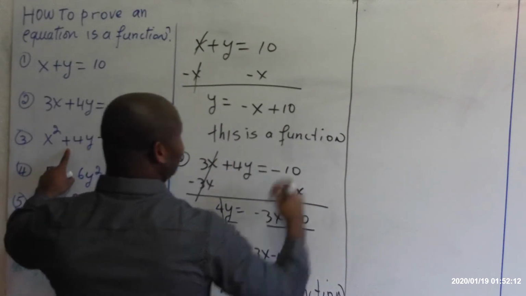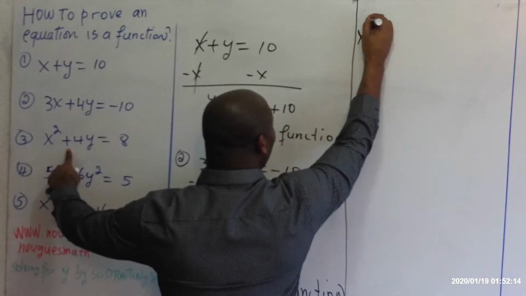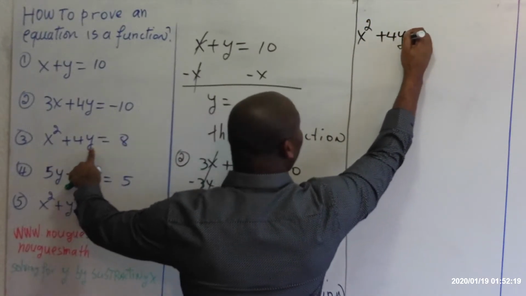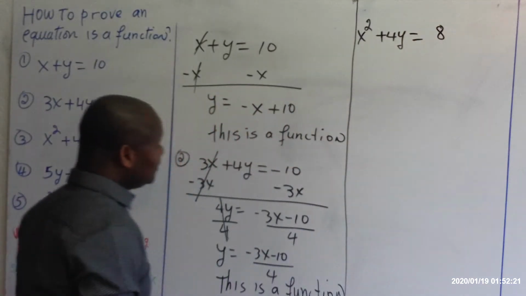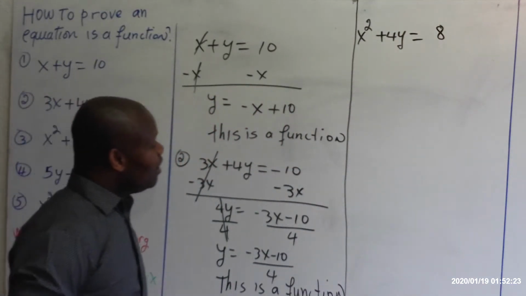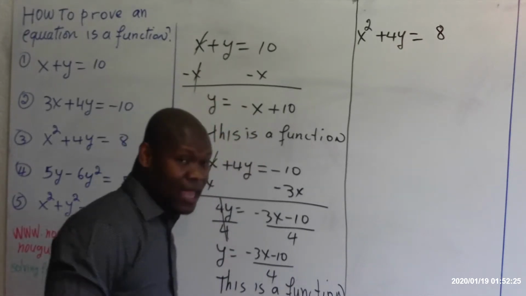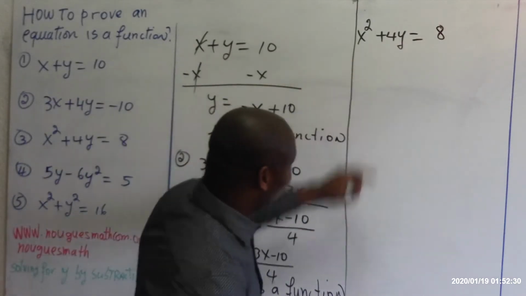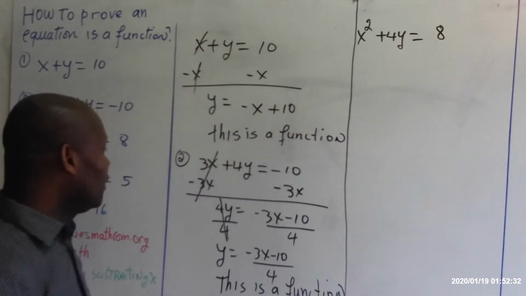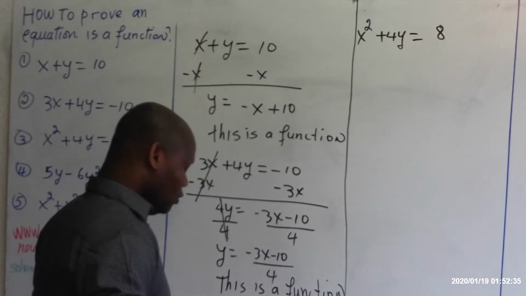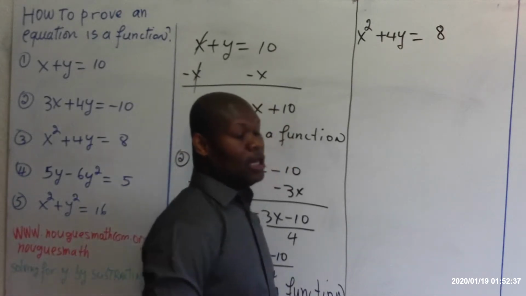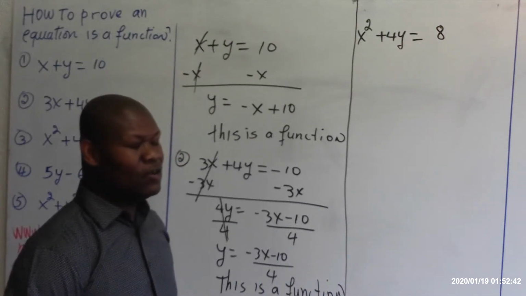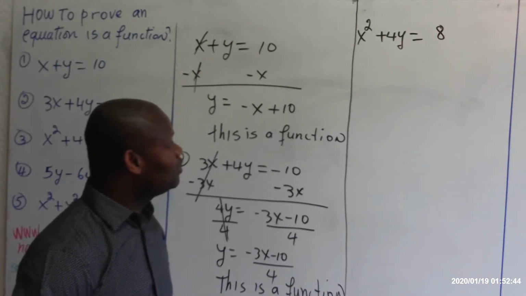Alright, let's do the third example. The third one, we have x squared plus 4y equals 8. That's not a linear equation anymore. That's a quadratic equation. We're going to prove that also. You work with linear equations, and we work also with quadratic equations. We're not going to panic when we see that.